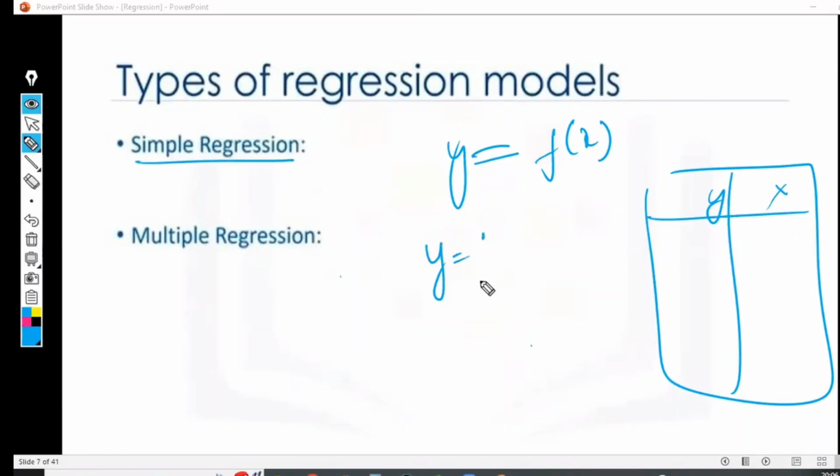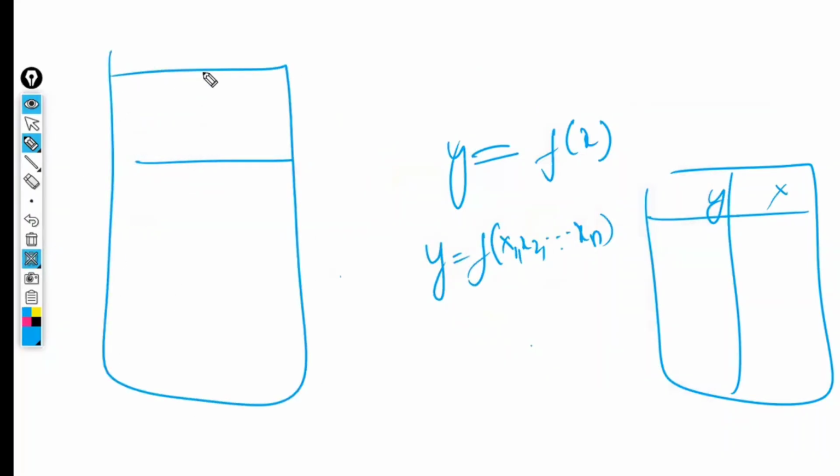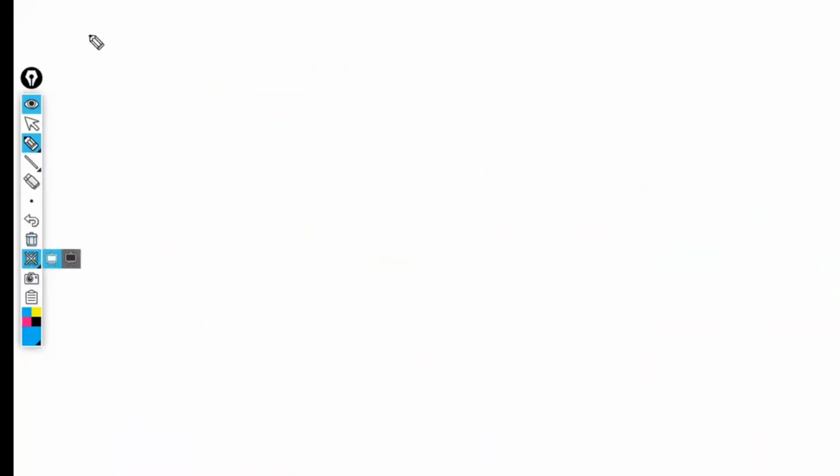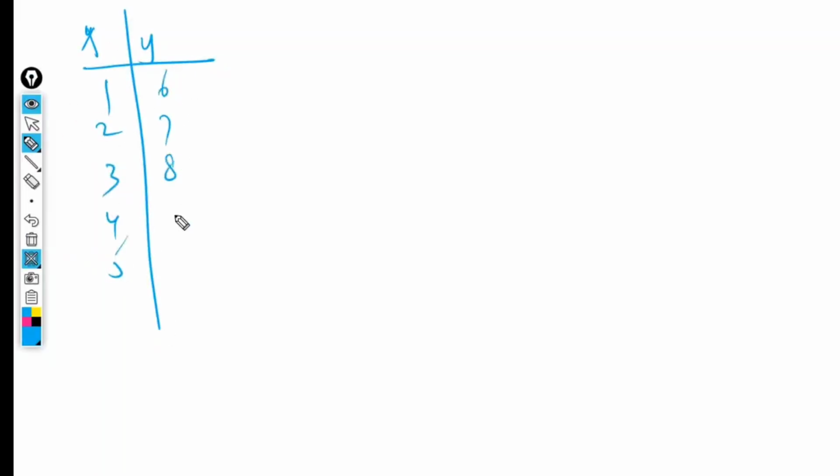Multiple regression means y is equal to f of x1, x2, x3, and so on up to xn, the relation between multiple variables. For example, you have a data set with y, x1, x2. Let me explain with x and y, rows 1 to 10. How many output variables are there? 1. The output variable always remains 1. How many input variables are there? Only one input variable, so it is called simple regression.